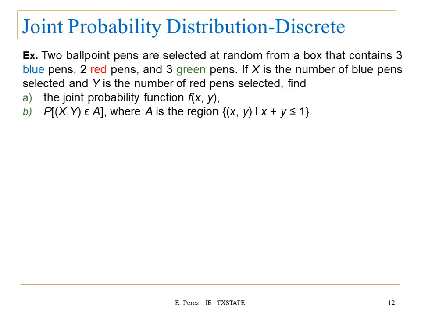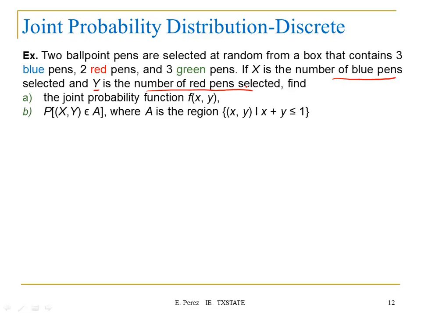So let's look at this example. Here we have two ballpoint pens that are selected at random from a box that contains three blue, 2 red pens, and 3 green pens. Okay. So this is a very simple example, but it will give us a lot of insight. So we have three different colors for these ballpoint pens. We have the definition for a random variable X as the number of blue pens, and we have another random variable Y, which is the number of red pens selected.